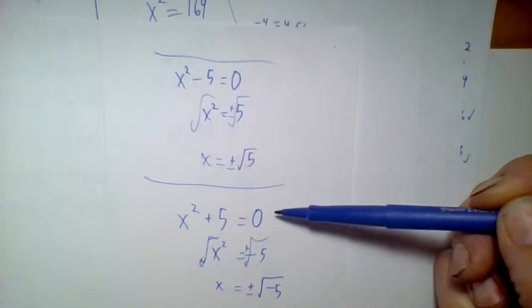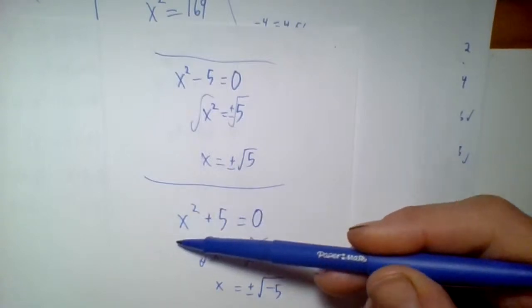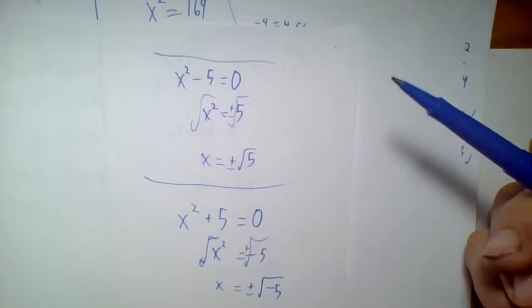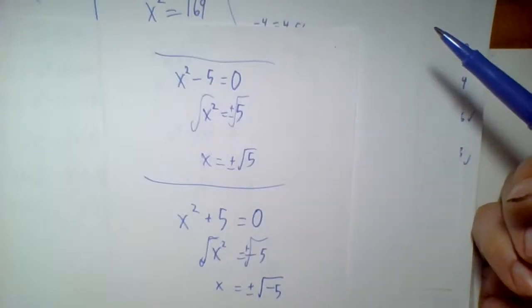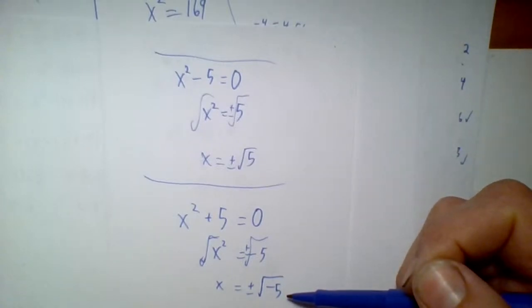And I add 5 to it, I'm not going to come out with 0. This is not true for any real number because this is already going to be at least 0. If I add 5 to it, it's not coming out to 0. It's never going to happen for real numbers. But this is still a solution. It's just a non-real solution.